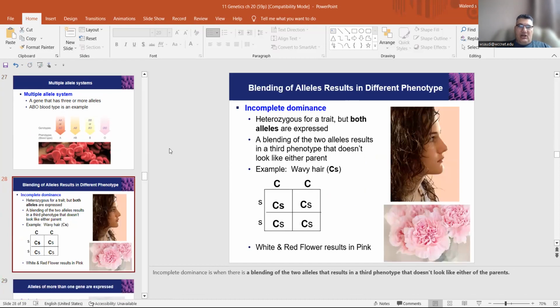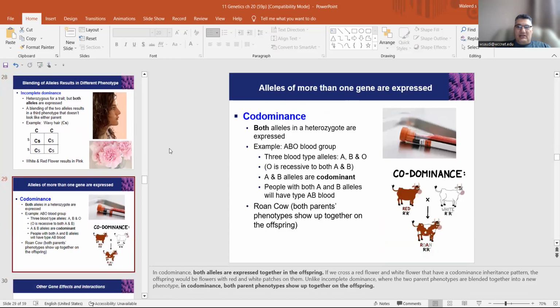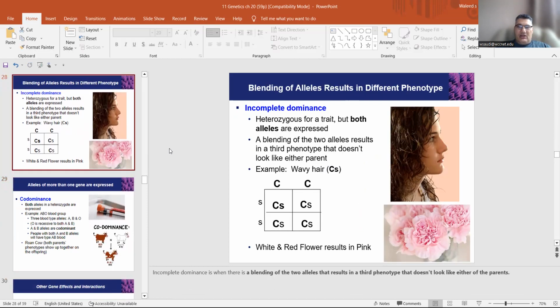So incomplete dominance and codominance. Codominance is what I just talked about, and I will give you another example. But what is incomplete dominance? The way we talked about it before, complete dominance: this one is dominant, this one is recessive. This one will show up 100%, and this one is 0. Brown eye, blue eye, 100% brown eye, because this is too weak and this is too strong. One of them is completely dominant.